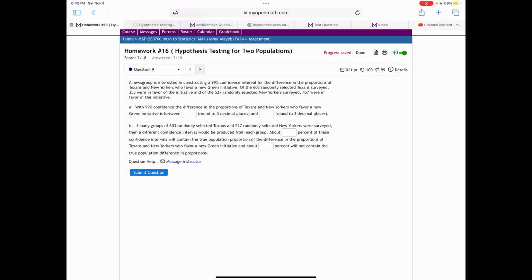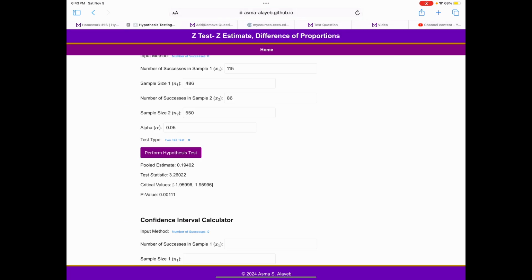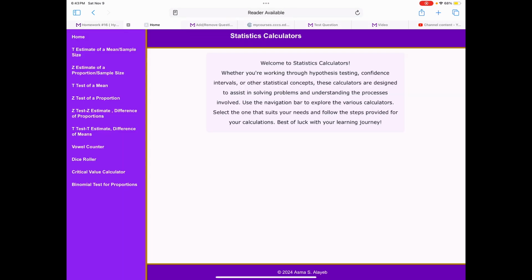Homework 16, question number 9. A news group is interested in constructing a 99% confidence interval for the difference in the proportions of Texans and New Yorkers who favor a new green initiative. So as you can see here, the question is intended to construct a confidence interval for the difference in proportions, which means the calculator you will be using is basically the z-estimate or the z-test difference of proportions.